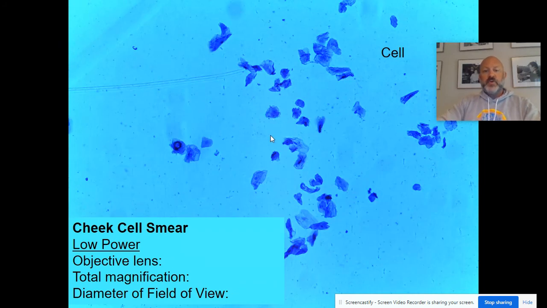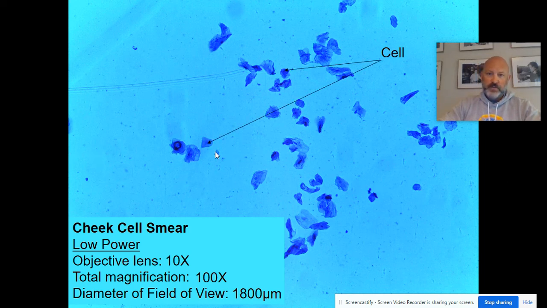Now, as we go to low power, we can see the cells are starting to get bigger because the low power objective lens is 10x, giving us a total magnification of 100x. Remember, the distance that we measured with our rulers was 1.8 millimeters, but when we convert that to micrometers, remembering that every millimeter has 1,000 micrometers in it, that changes the field diameter to 1,800 across.